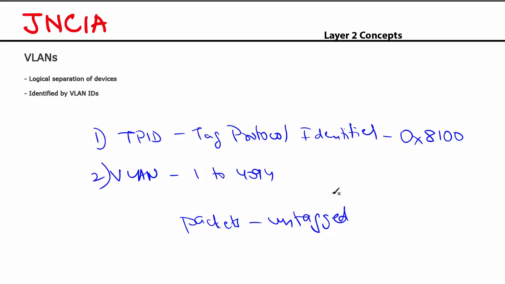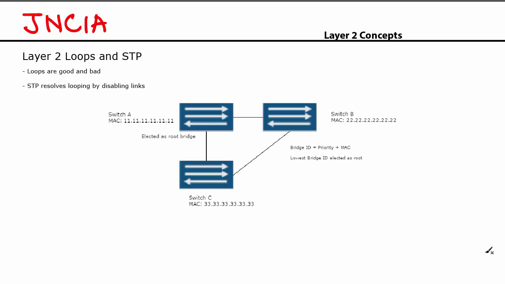So that's about VLANs. Let's now move to the next topic. Layer 2 loops and spanning tree protocol. Now before we start talking about spanning tree protocol and why it is so important, let's understand layer 2 loops for a second. Layer 2 loops are both good and bad at the same time.